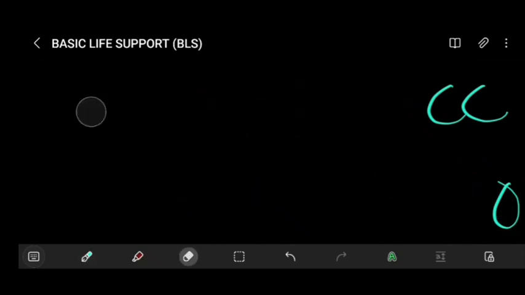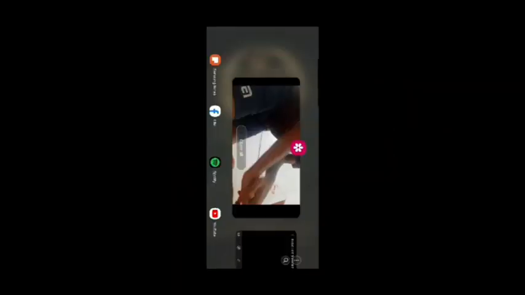Now see how chest compression is given. Look at this sample video I have. Look at my hand position. The fulcrum should be your pelvis or hip joint, and like this you have to give chest compressions.